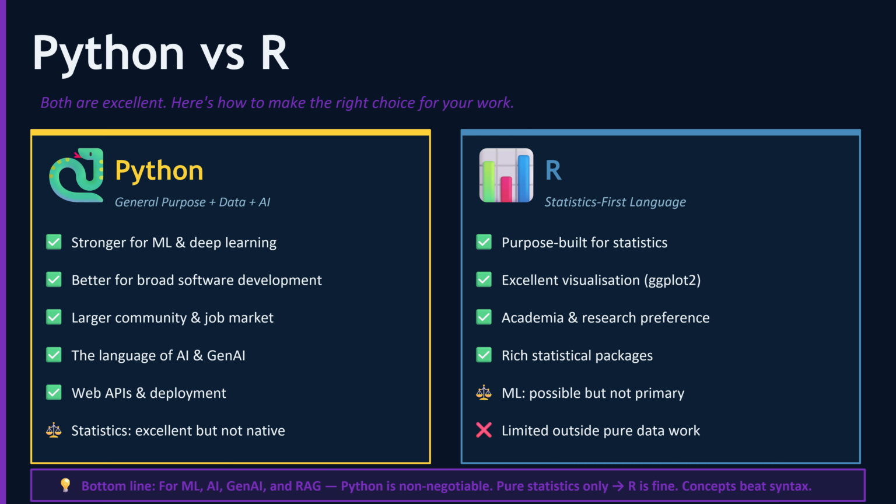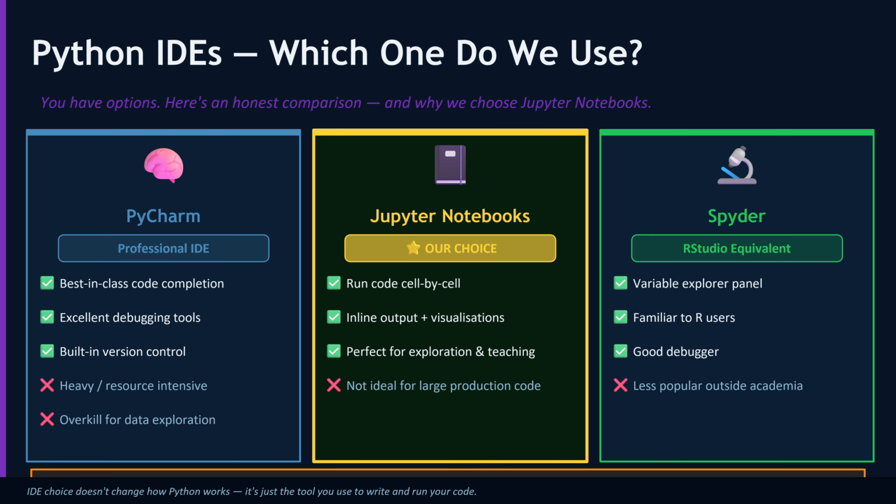Python versus R. Both languages are excellent. Python for ML, AI, Gen AI, broad systems. R is for statistics. Concepts always beat syntax. PyCharm, Jupyter, Spyder. We will use Jupyter via Anaconda, ideal for interactive data science and teaching.